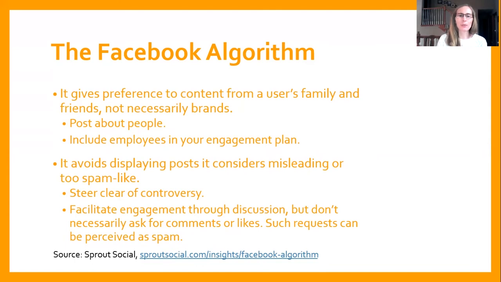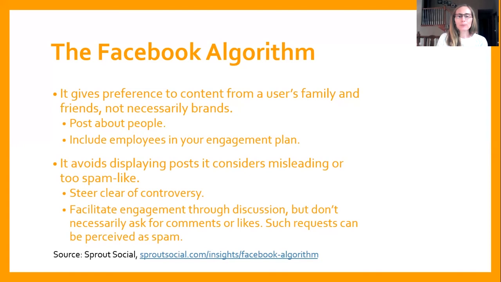The second point about the algorithm that I wanted to bring up would be to share that Facebook tends to avoid displaying posts that it considers to be misleading or too much like spam. So there are a couple of recommendations that fall under this umbrella area. And the first is to steer clear of controversy. Controversial subjects tend to have rather polarizing views. Polarizing views can be perceived as being misleading according to the algorithm. So a good rule of thumb is to avoid posting about those controversial topics on your business page.